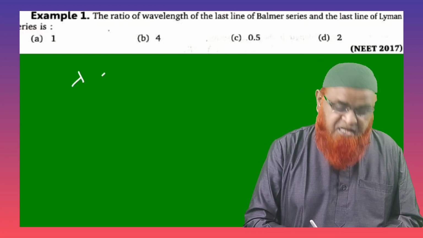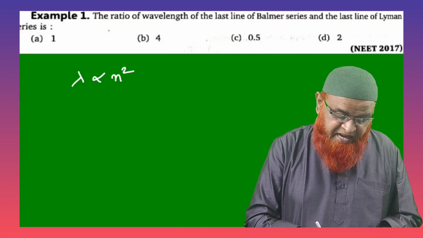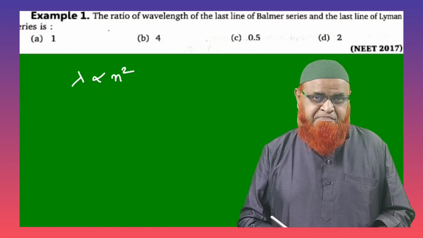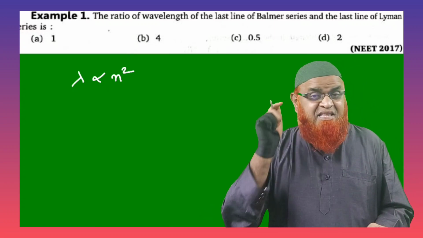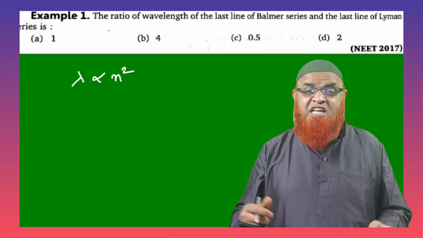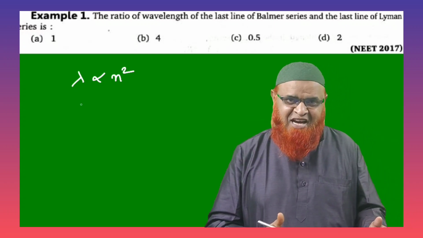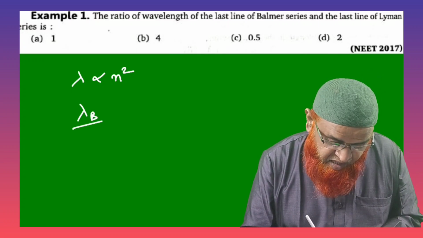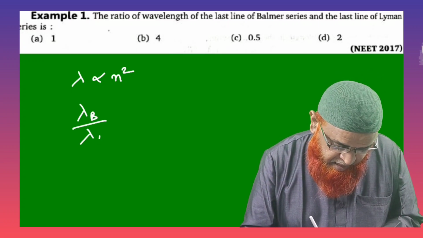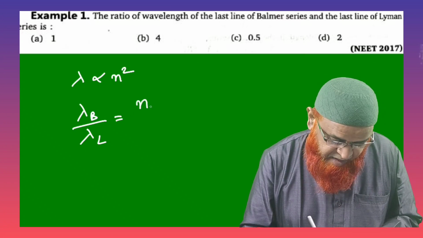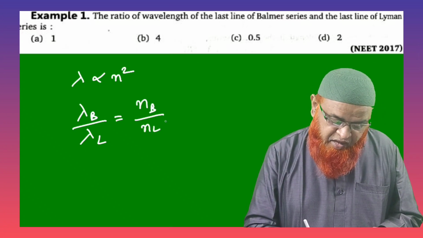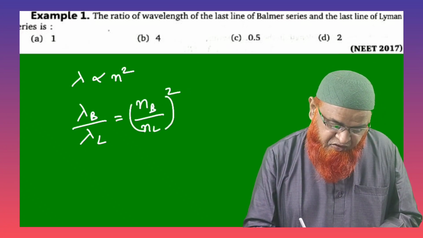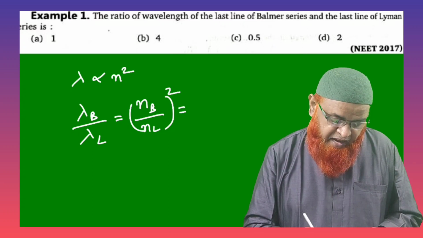So you all know that if you consider wavelength is directly proportional to n square, that is more than enough. This relation will save a lot of your time, and I'm giving guarantee for that. So here, lambda for Balmer divided by lambda for Lyman series is equal to (n for Balmer / n for Lyman) whole square.